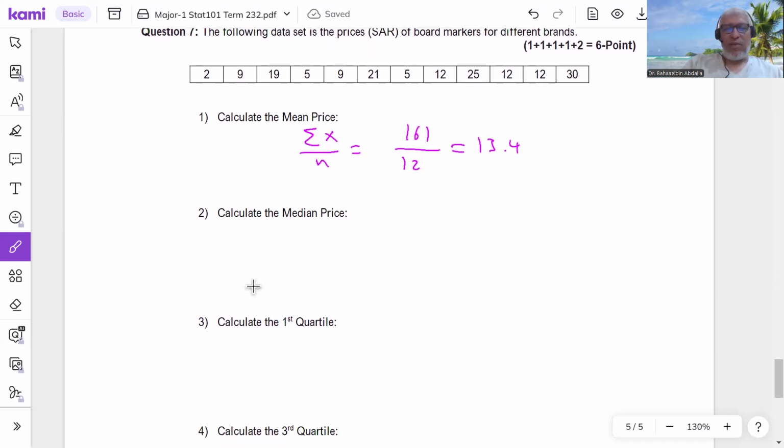To calculate the median, I need to arrange the data. Smallest is 2. I have 5, 5. I have 9, 9. I have 12, 3 times, then 19, 21, 25, and 30.